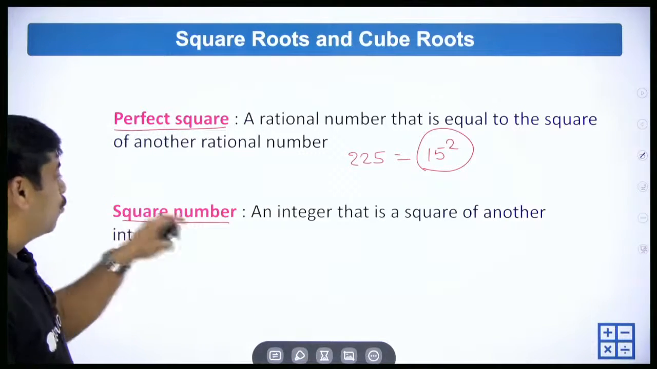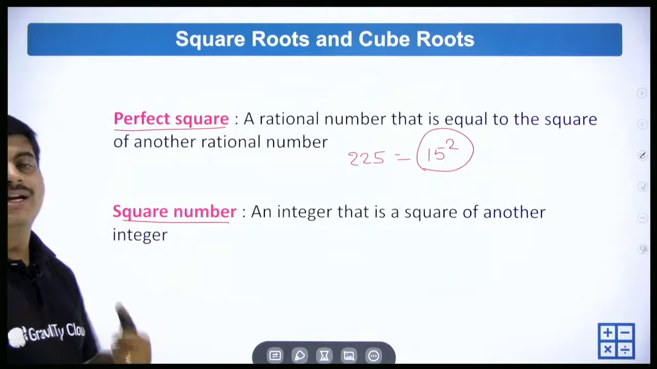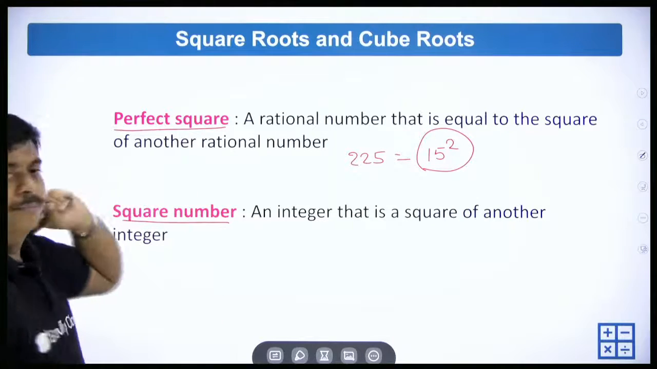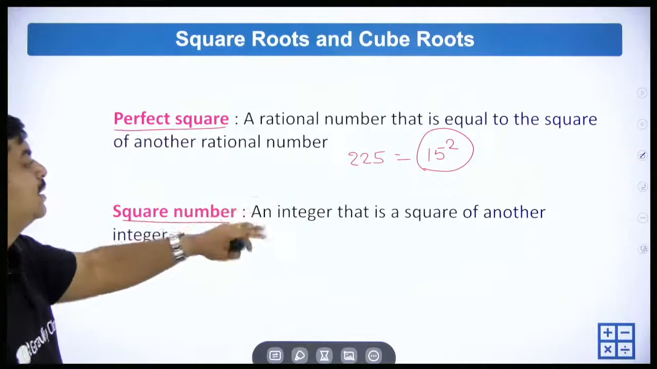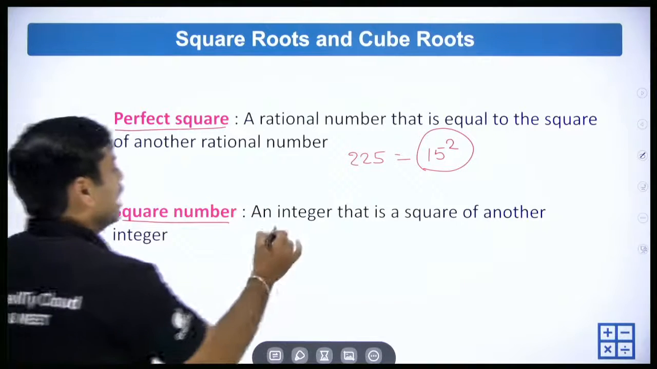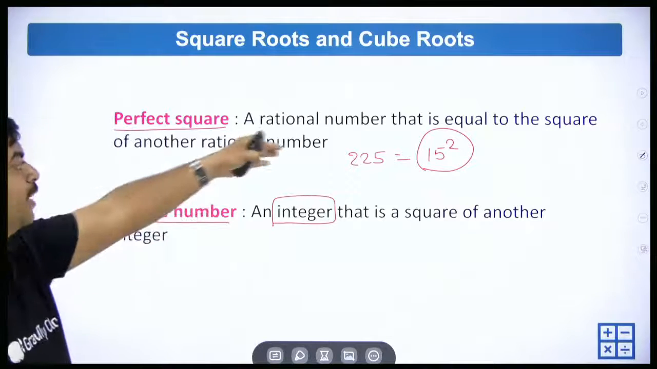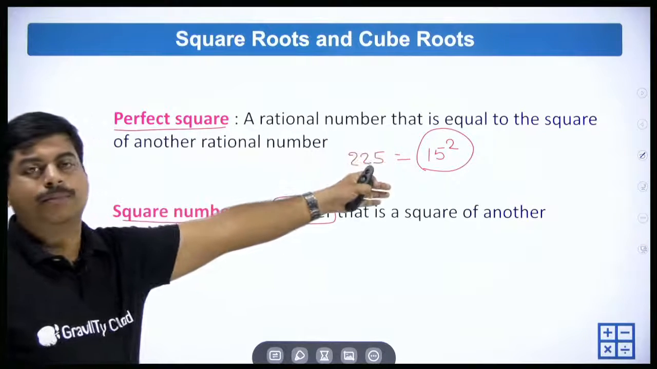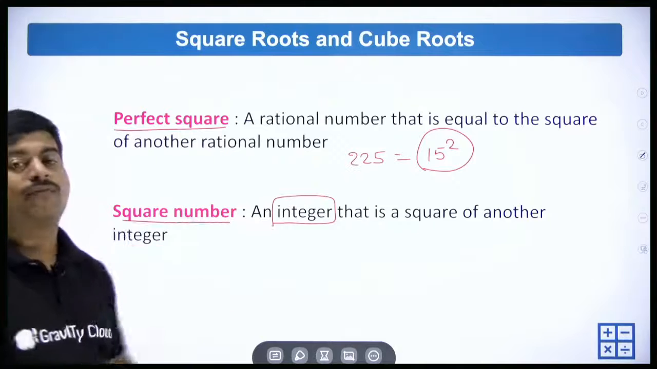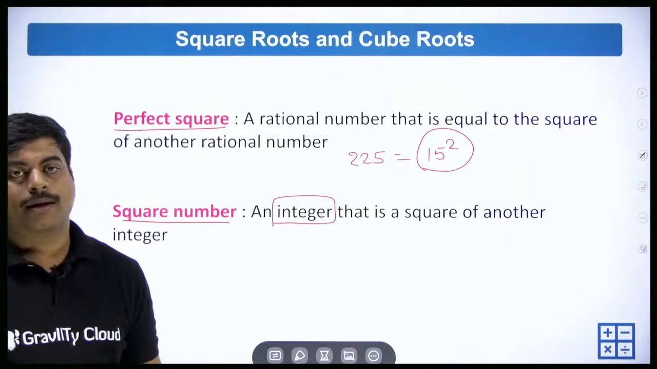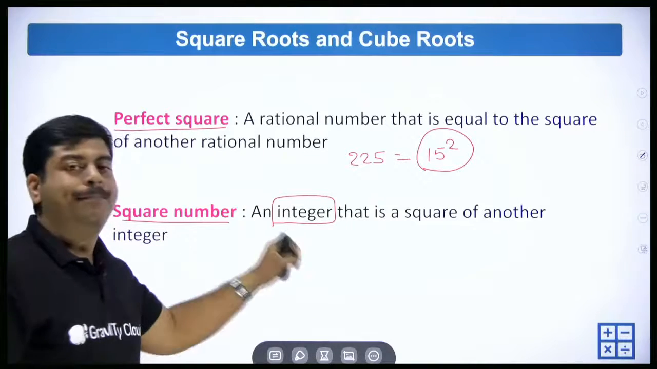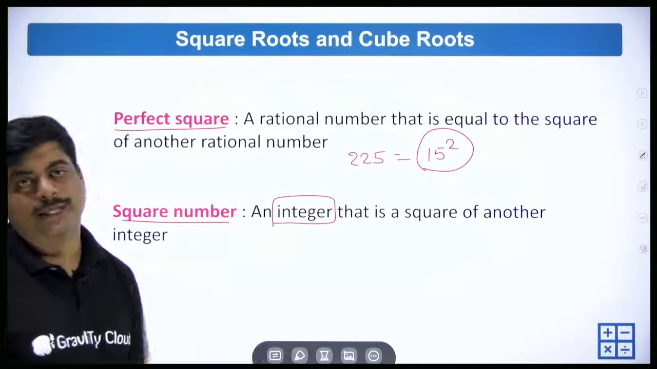Next, but what is a square number? What do you mean by square number? There is a difference between these two. A square number is an integer that is the square of another integer. A perfect square can even have decimals, but not in the case of a square number. A square number is strictly for integers only.